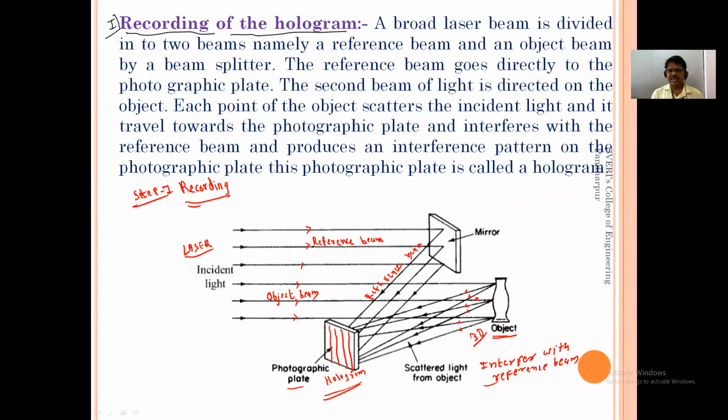What is a hologram? Alternate dark and bright bands. It is an interference pattern, the interference pattern of the reference beam and the scattered light. These two beams interfere with each other and we get an interference pattern on this photographic film, and this photographic film carrying the interference pattern is called a hologram. And this hologram is developed. Once the interference pattern is obtained, it is developed in a dark room.